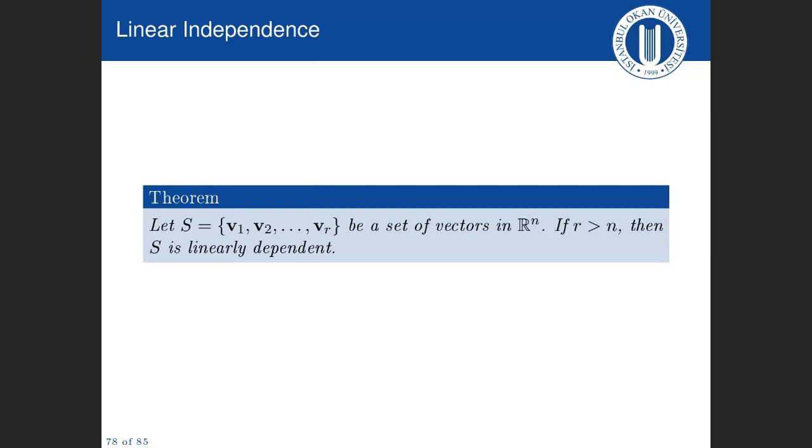Let S be a set of r vectors in Rn. If r is strictly greater than n, then we know that S is linearly dependent. I'll leave that for you to think about why that's true.